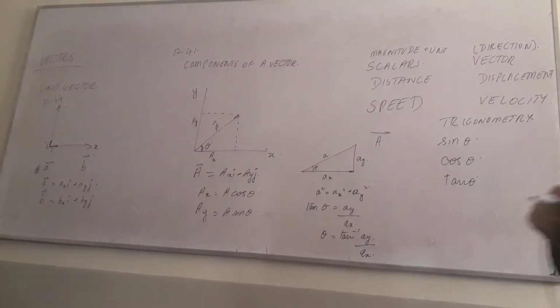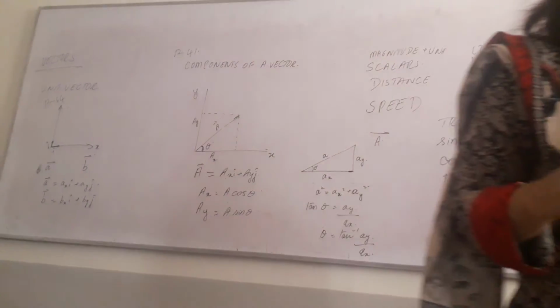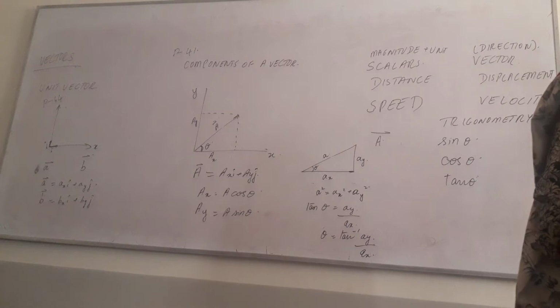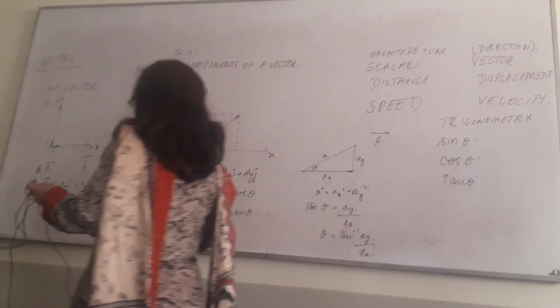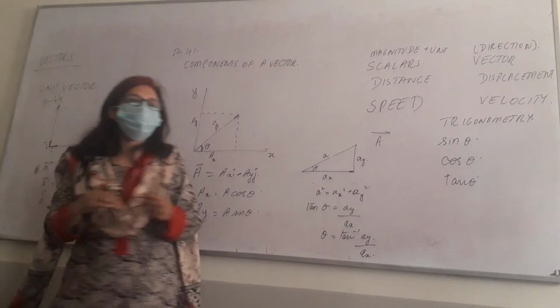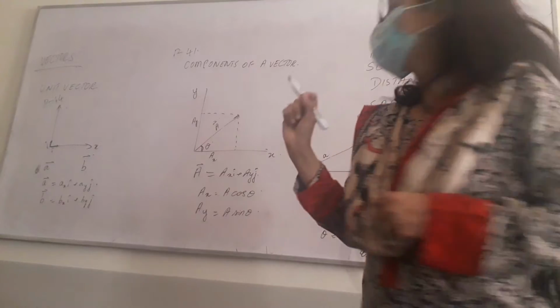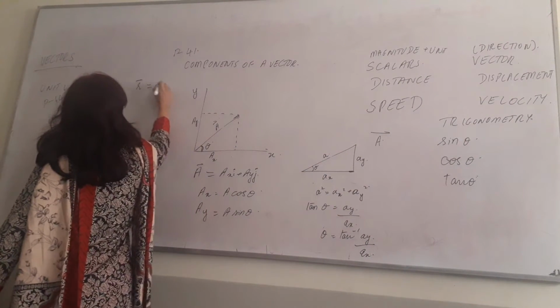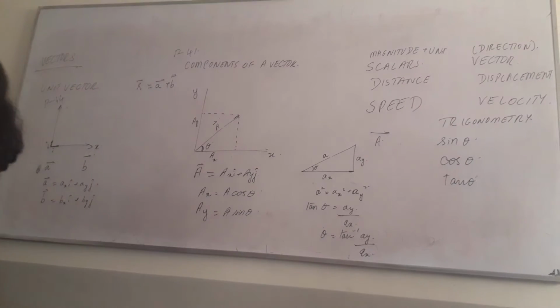If we are taking the z component, and if we only want to write its magnitude, then we don't need to put the vector sign. Now, if we are writing the resultant, R is equal to A plus B. R is the resultant.